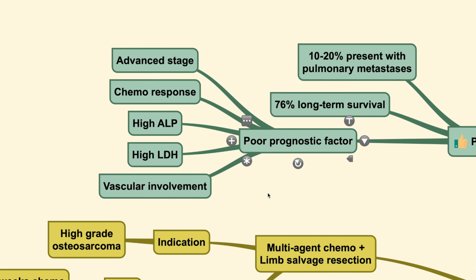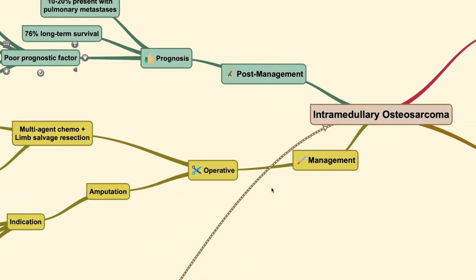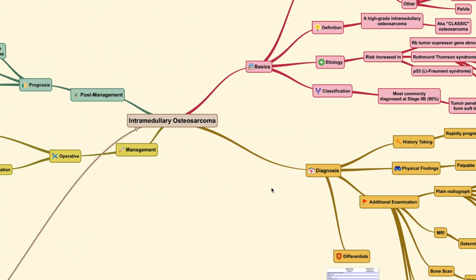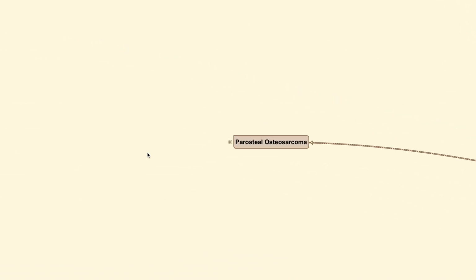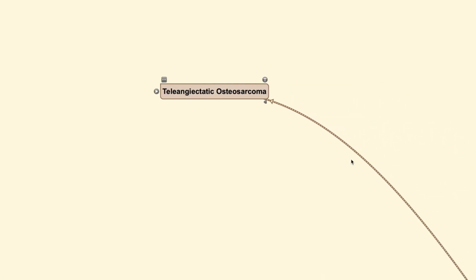Well, I guess that is all for today's discussion regarding the intramedullary osteosarcoma. There will be next videos which discuss the other subtypes, which are the periosteal, paraosteal osteosarcoma, and also telangiectatic type of osteosarcoma. Be sure to check out these videos at the second and third part of this osteosarcoma series.